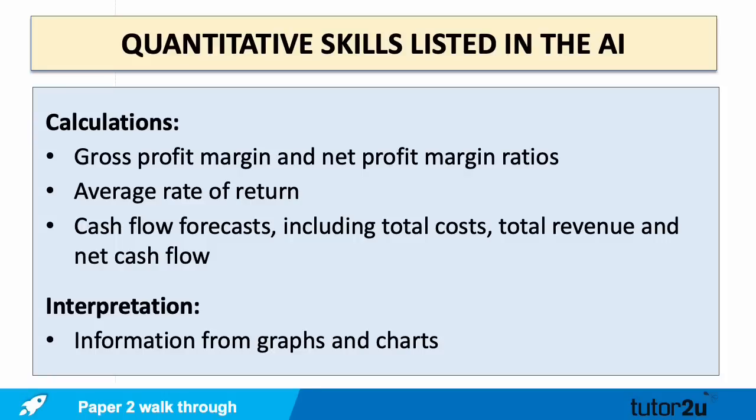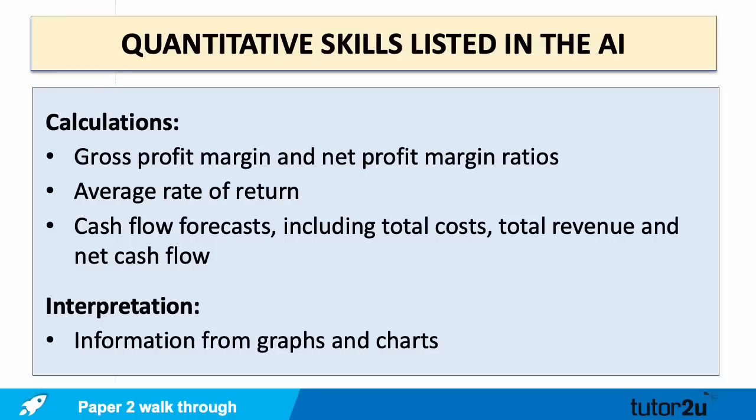So we're going to move on and look at the quantitative skills listed in the advanced information. So calculate questions can appear in any section of your exam paper, and they will be worth at least 10% of the total marks. So it's really, really important that you know what calculations will appear tomorrow, and you know the formulae, because no formulae will be given. So the calculations listed are gross profit margin and net profit margin ratios.